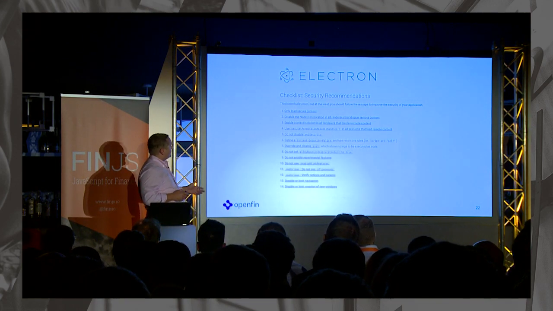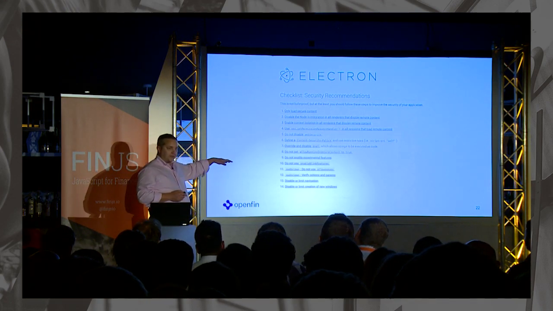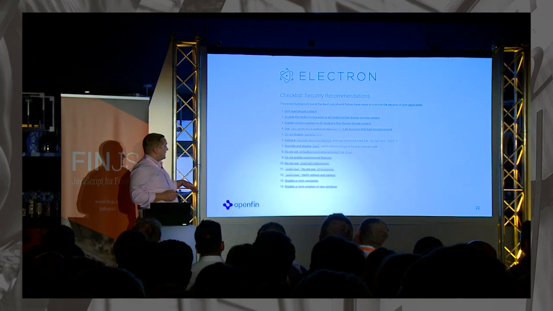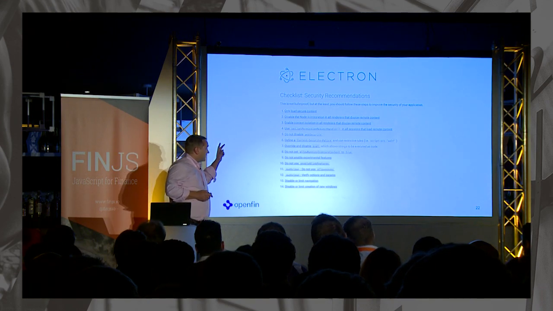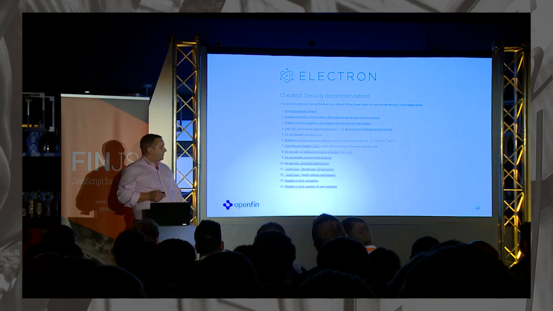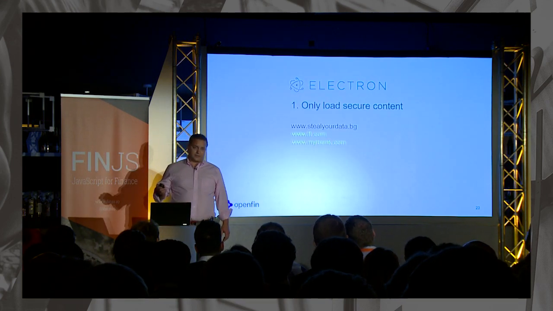So this is pretty small. I don't know if you can read it. There's 14 points, a checklist. This is pulled straight off of their website, right? We don't have time to go into all this stuff. We're going to start with just the top two. The first one, only load secure content. The second one, disable node in your renderers, right? So only load secure content.